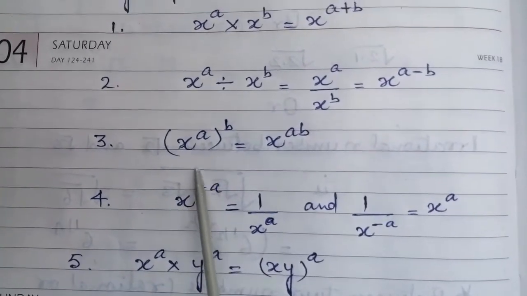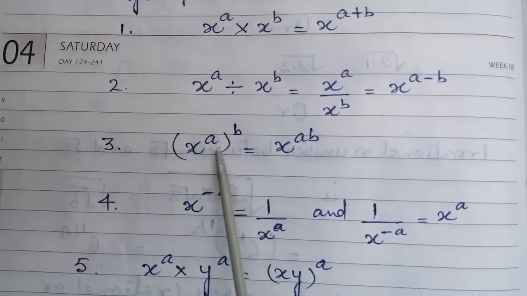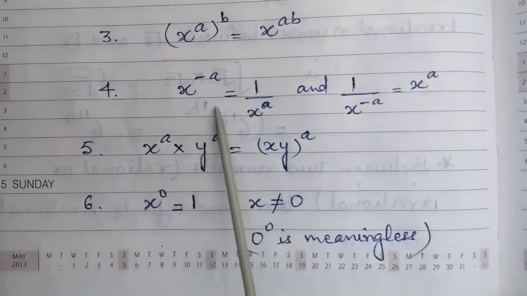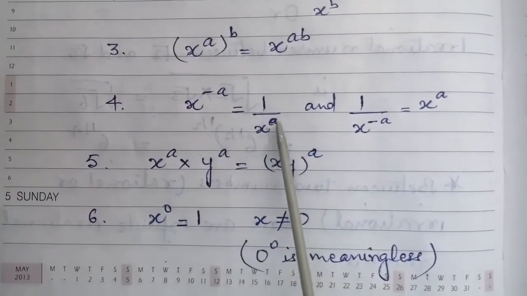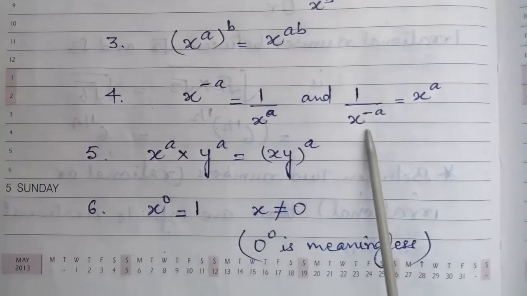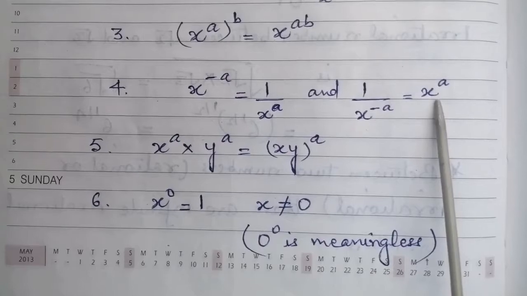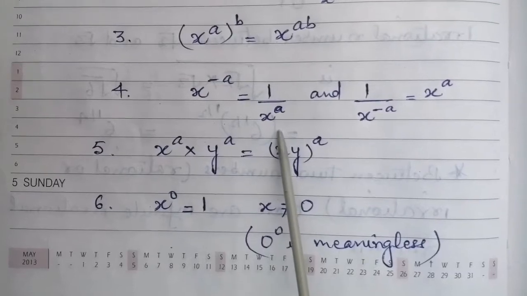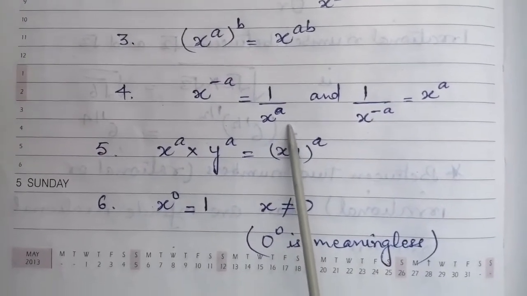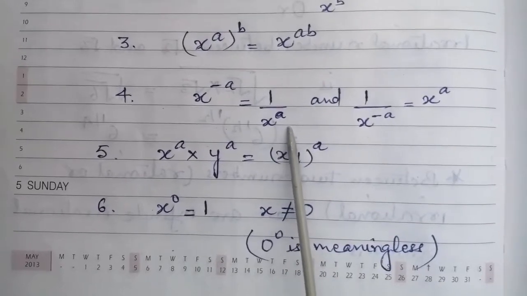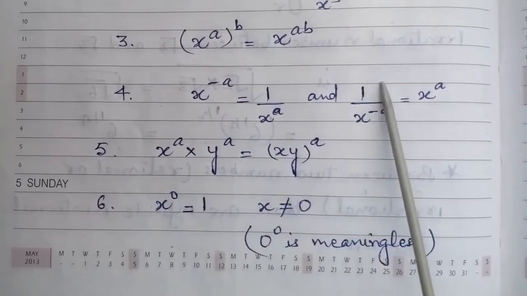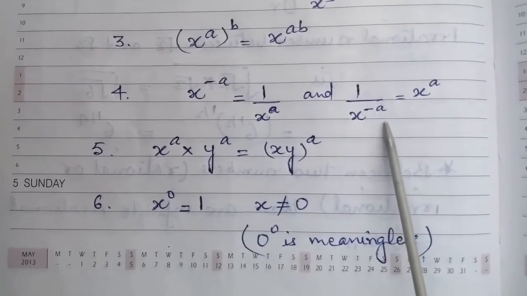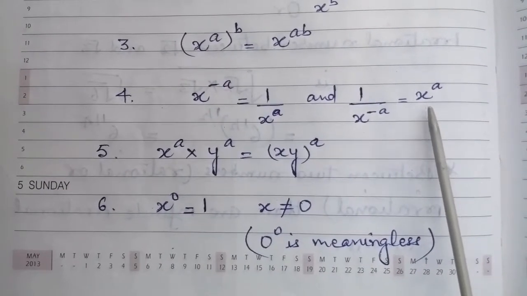Similarly, third is, if we have x raised to power a whole raised to power b, then the powers will get multiplied if we have power raised to power. Fourth one is, if the power is negative in the numerator, then it becomes positive in the denominator, and if it is negative in the denominator, it becomes positive in the numerator. Right? So if we have x raised to power minus a, you'll have 1 upon x raised to power a. I told you about this in the previous video also. We change the sign of the power only, not the base. And 1 over x raised to power minus a will be x raised to power a. The power is negative in the denominator. If you take it to the numerator, then it becomes positive.